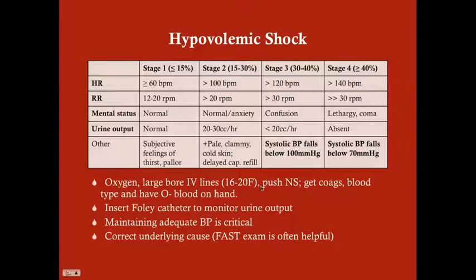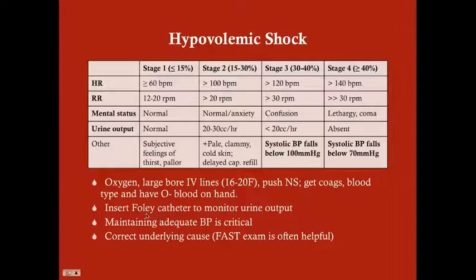So the larger your IV lines are, the faster you're going to be able to get fluid into the patient. So you'll want to provide the patient with normal saline. At the same time, while you're putting fluid into the patient, you'll want to get blood studies, so coagulation studies and the patient's blood type. But a lot of times these don't come back fast enough. And so a good way to get around that is to have O-negative blood on hand, because nobody will react to O-negative blood since it doesn't have any antigens on it.